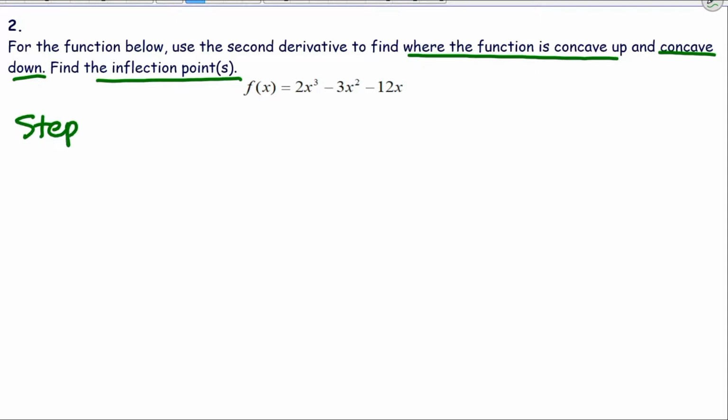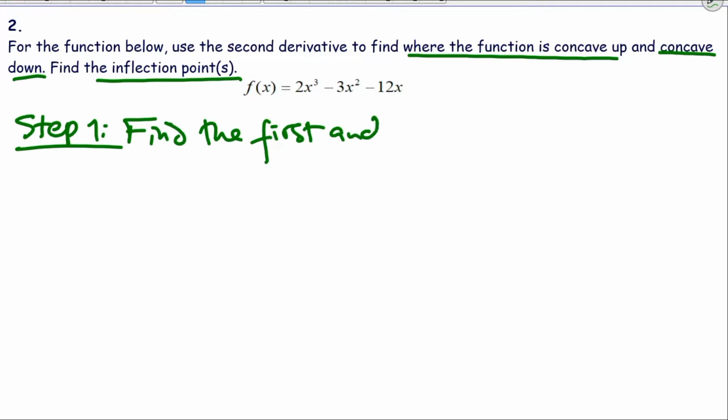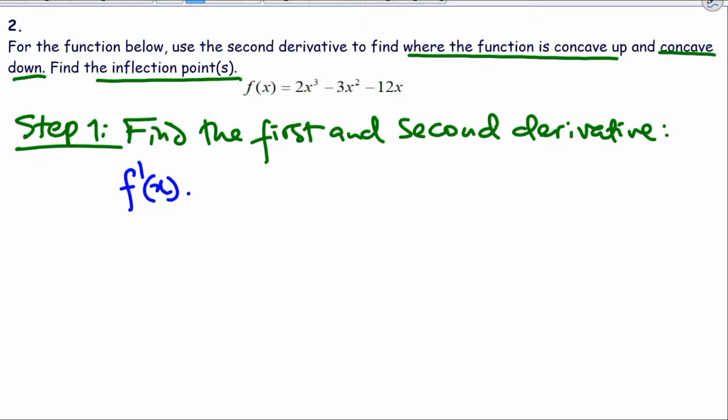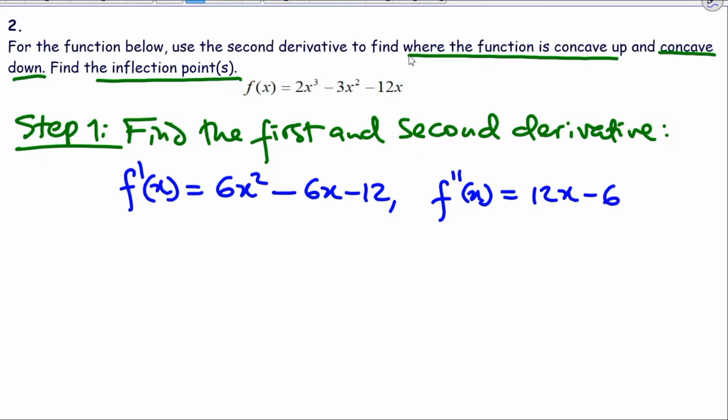So step one, find the first and the second derivative. So the first derivative is 6x squared minus 6x minus 12, and the second derivative is 12x minus 6.